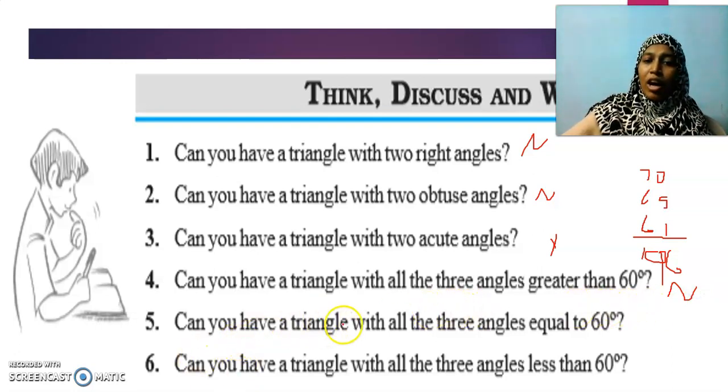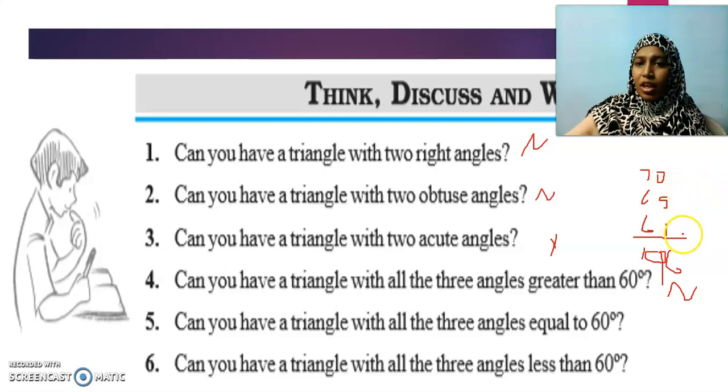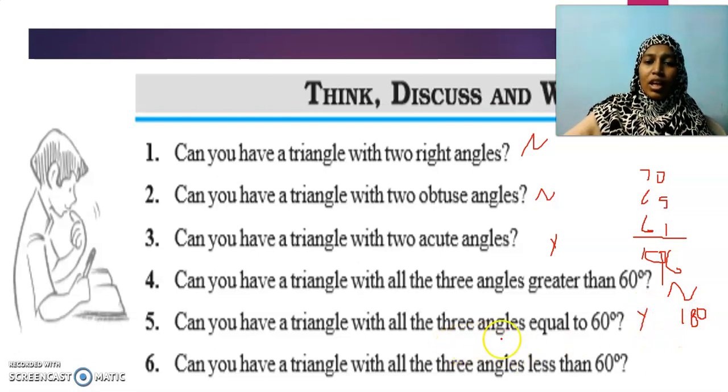Next question, can you have a triangle with all the three angles equal to 60 degree? All the three is going to be 60. 60 plus 60 plus 60. If you add up all these three, what will you get? Yes, we will exactly get 180 degree and it satisfies the angle sum property. So, we can have a triangle with all the three angles equal to 60 degree.